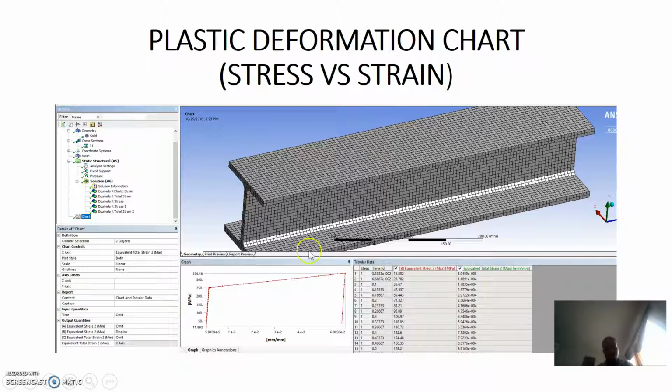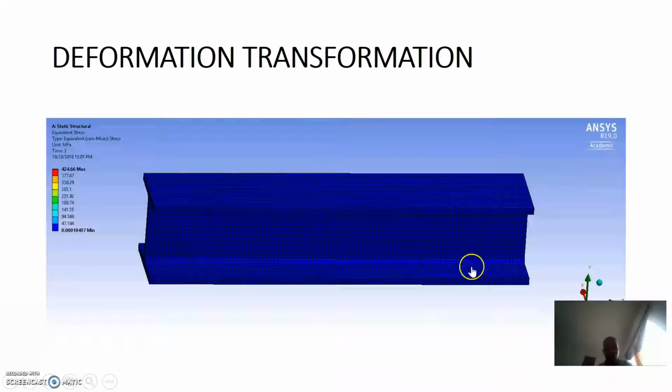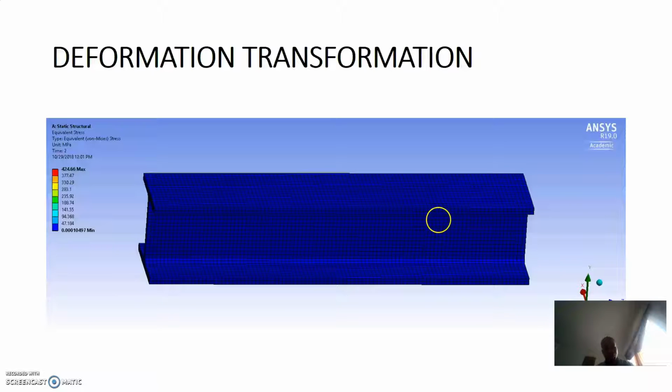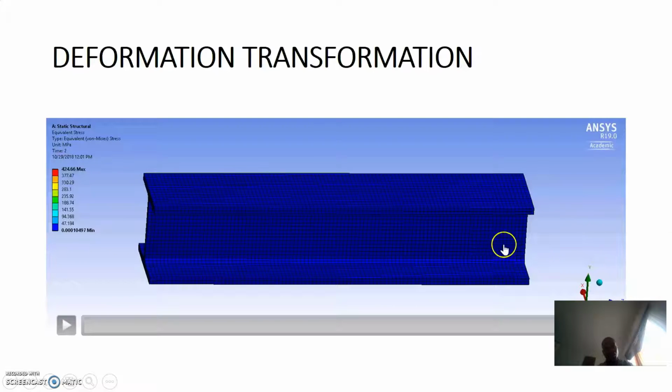But as you can see, this graph shows the same thing that we want, because we have the elastic region from here to here, and we have the plastic region from here to here. I will show you the video of the deformation as you apply the load, how this beam changes from one stage to another, from the first step to the second step, and finally the permanent deformation.